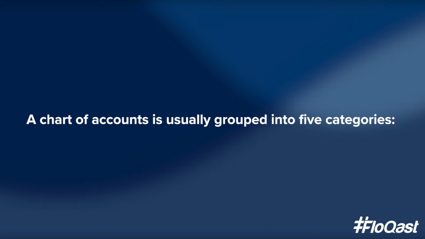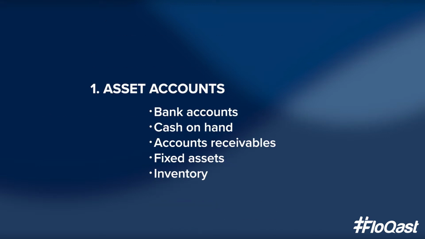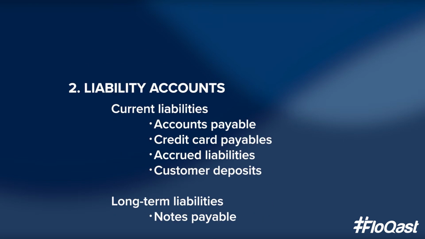A chart of accounts is usually grouped into 5 categories that correspond to the structure of a business's financial statements. Those account groups are: number 1, asset accounts. So examples include bank accounts, cash on hand, accounts receivables, fixed assets, and inventory. Number 2, liabilities accounts. Couple examples include current liabilities, such as accounts payable, credit card payables, accrued liabilities and customer deposits, and long-term liabilities like notes payable.